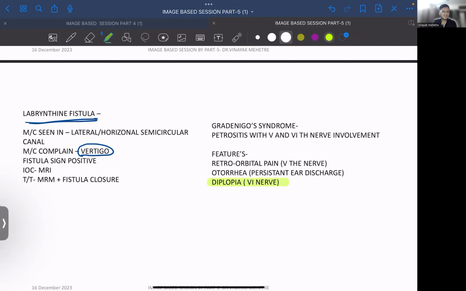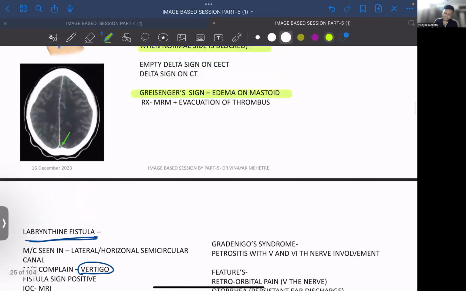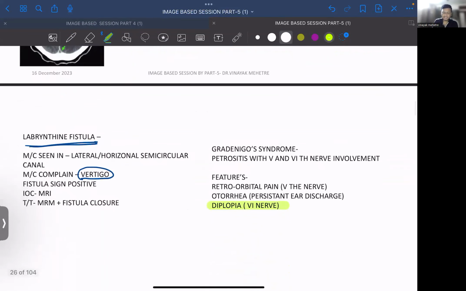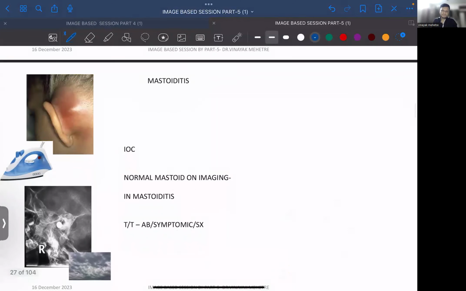It is Gradenigo syndrome. Okay, where will we find blurring of vision? In this we are not going to see that. Double vision, where will we find it? Gradenigo syndrome. One question from the CSOM history will be there. You can remember it by the mnemonic ROD: retroorbital pain, otorrhea and diplopia.